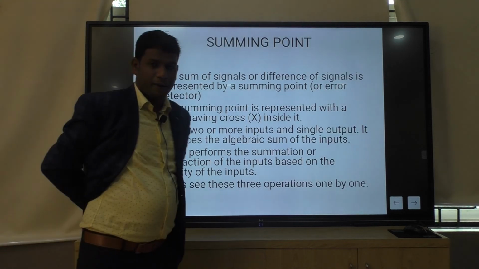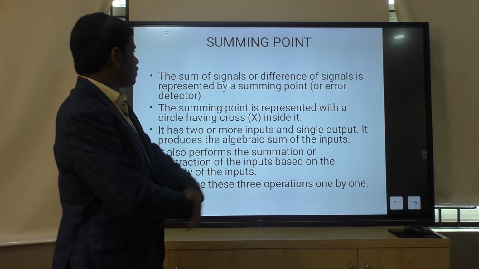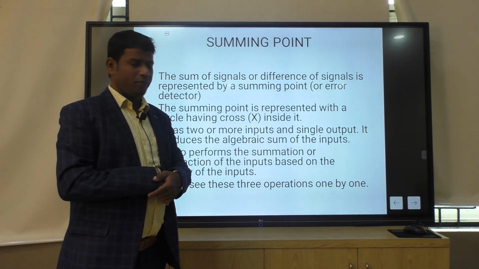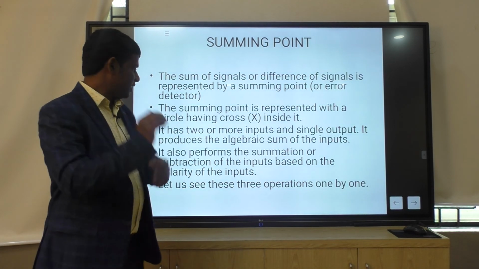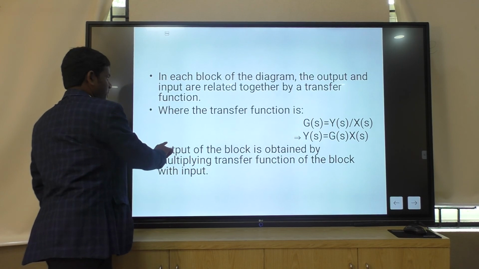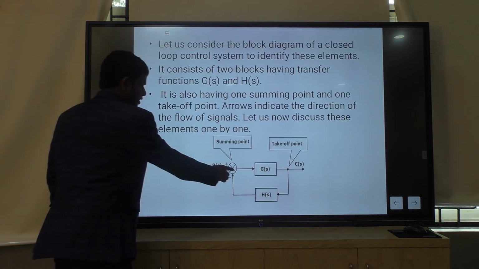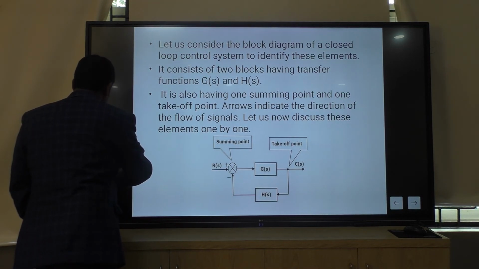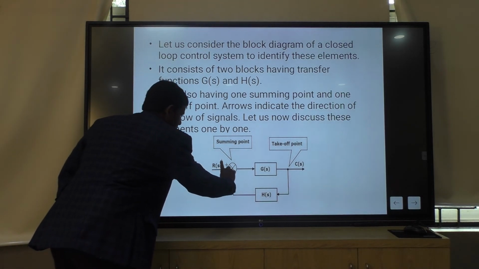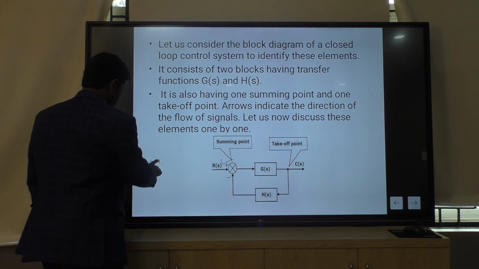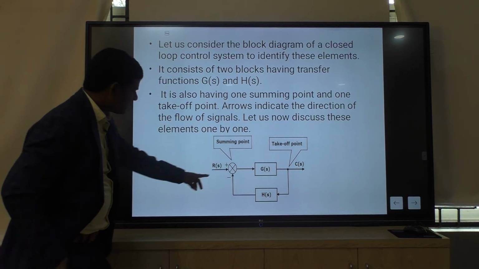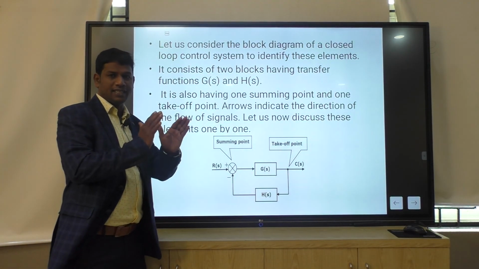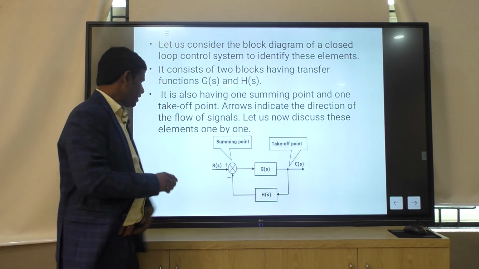Next is the summing point. The summing point is also called an error detector. It is represented by a cross sign. In the previous picture, this one is the summing point. This point is a summing point. So a summing point is required when two signals are added or subtracted.